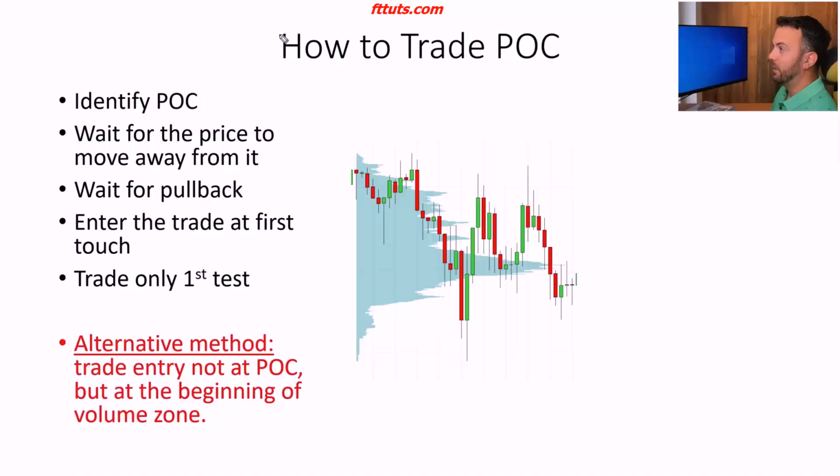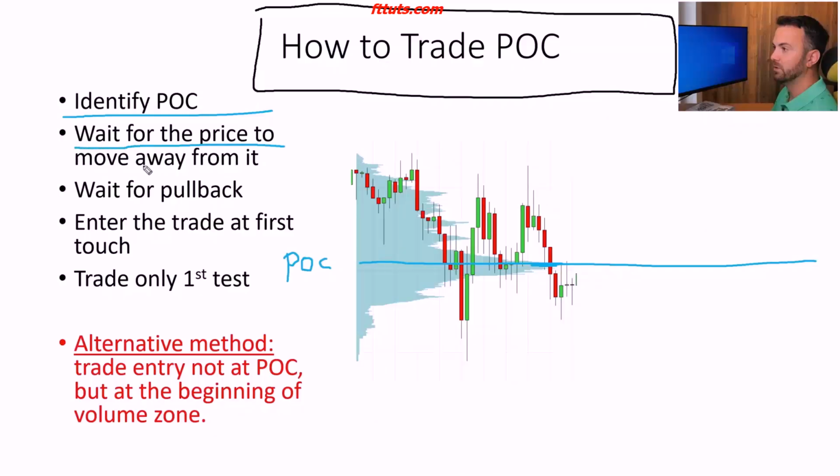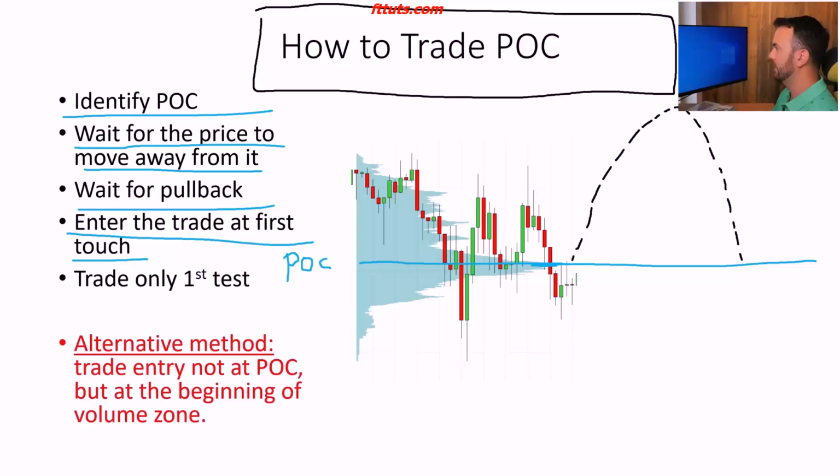Now here is a guide how exactly to trade the point of control. So the first step is identify the point of control. That's easy. That's where the volume profile is the widest, right? So it's this level. This is the point of control. Then you want to wait for the price to move away from the point of control. Let's say that it goes up, and then you wait for a pullback. This is the pullback. And then you enter the trade at first touch. That means you go long from here.